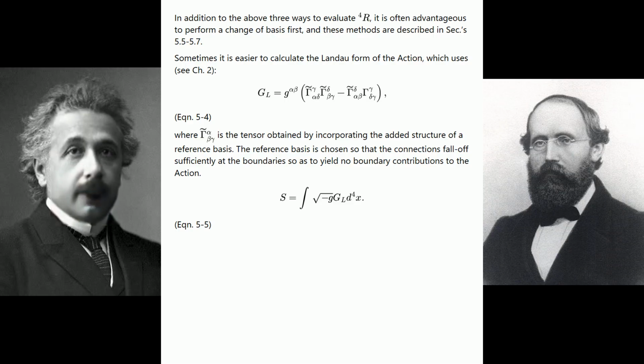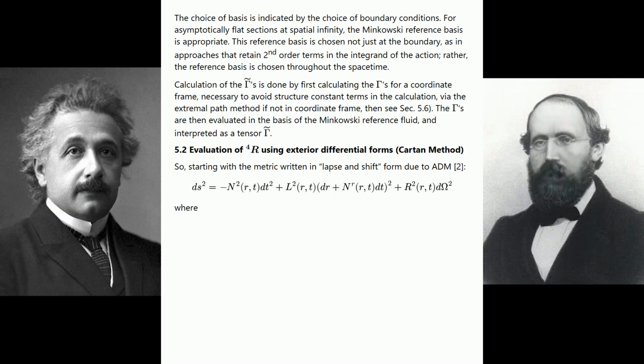Sometimes it is easier to calculate the Landau form of the action, which uses, see chapter 2, see equation 5-4, where gamma sub beta gamma to the alpha is the tensor obtained by incorporating the added structure of a reference basis. The reference basis is chosen so that the connections fall off sufficiently at the boundaries so as to yield no boundary contributions to the action. See equation 5-5. The choice of basis is indicated by the choice of boundary conditions. For asymptotically flat sections at spatial infinity, the Minkowski reference basis is appropriate.